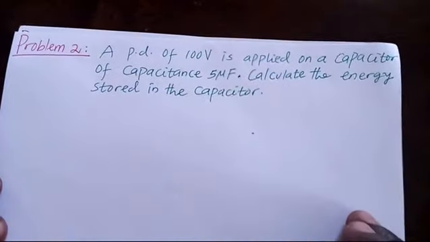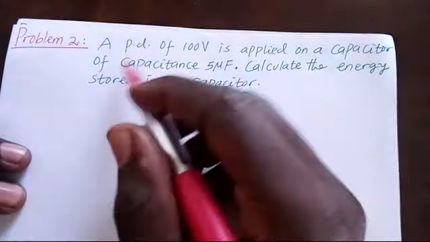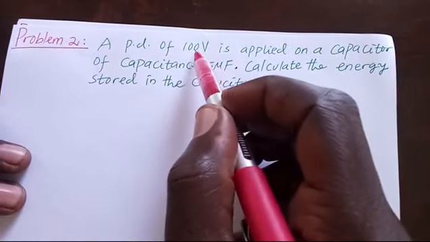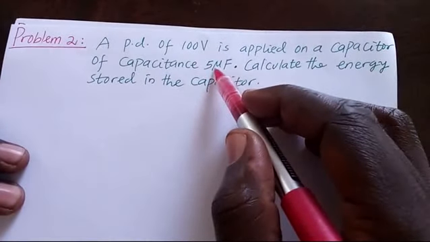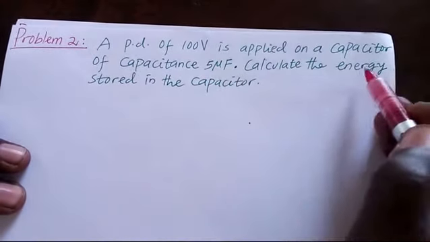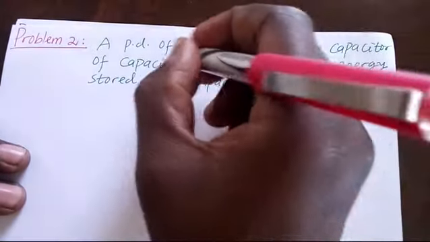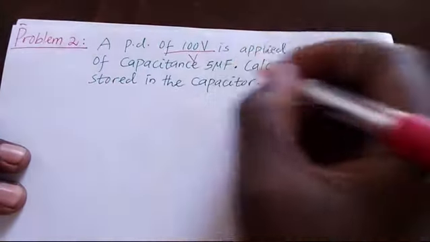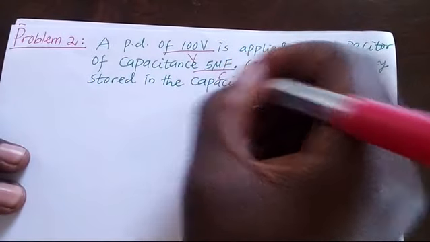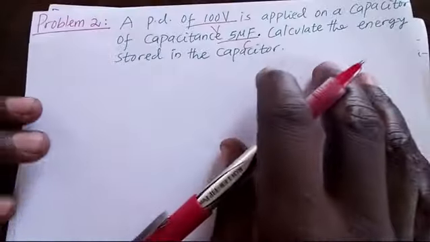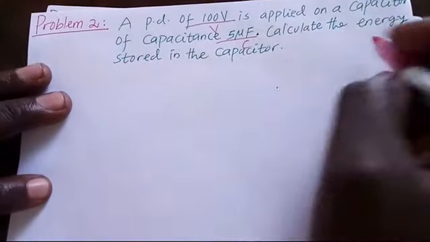Okay, here is the second problem on this. A PD of 100 volt is applied on a capacitor of capacitance 5 microfarad. Calculate the energy stored in the capacitor. Here you know V, and then you know the capacitance C. So you use the other formula.